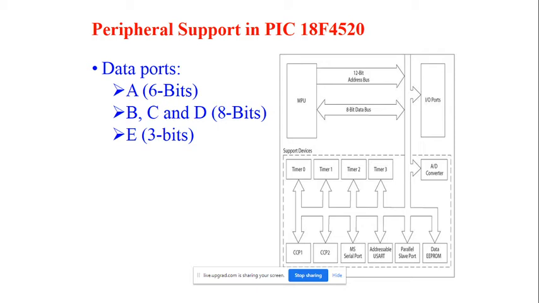Before writing the code, we will discuss that in the PIC 18F4520 there are 5 ports: A port, B port, C port, D port, and along with E port. A has 6 pins, B, C, D have 8 pins, and E has only 3 pins. In this fashion there are a total of 33 pins available to interface input output devices. GPIO, general purpose input output devices, you can attach here.